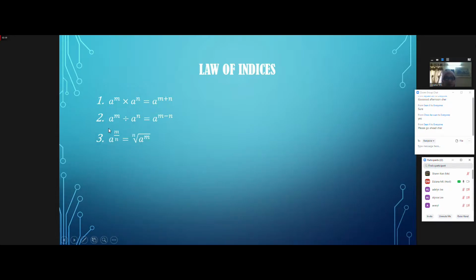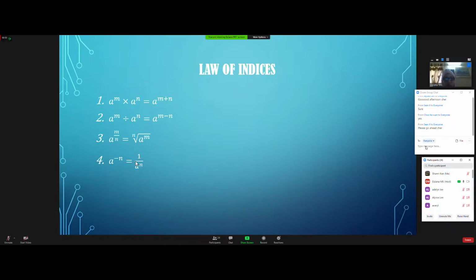Okay, if you have a fractional index, fractional indices like this, the denominator will become the root, the numerator here will become the index. Okay, n will become the root, m will be the power. Okay, this is fractional index. Okay, this is negative index, a to the power of negative n. When you have a negative here, you just make 1 over a power of n. Okay, now the power becomes positive, but you have to put 1 over.